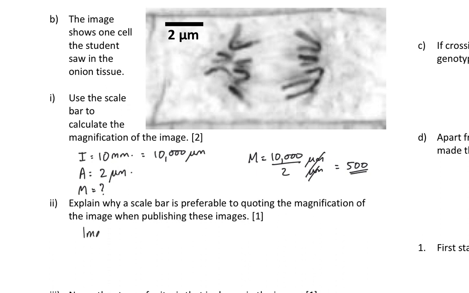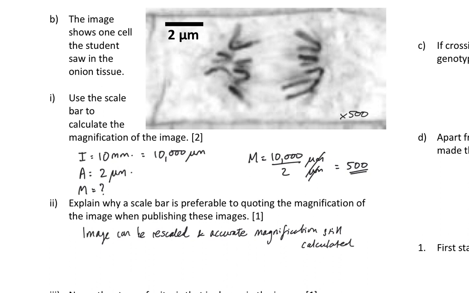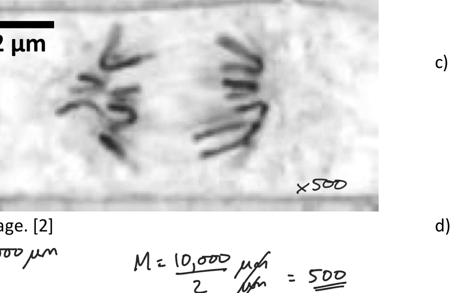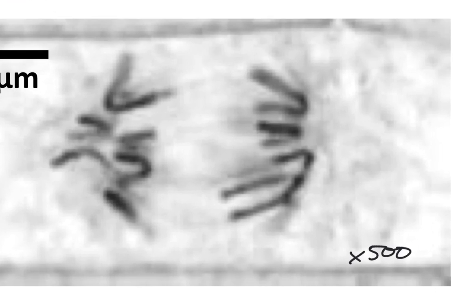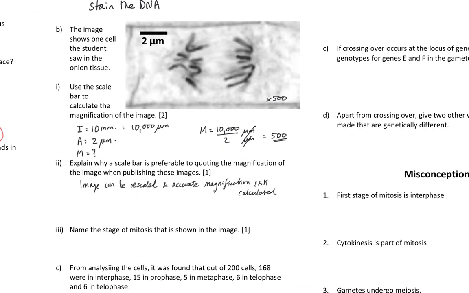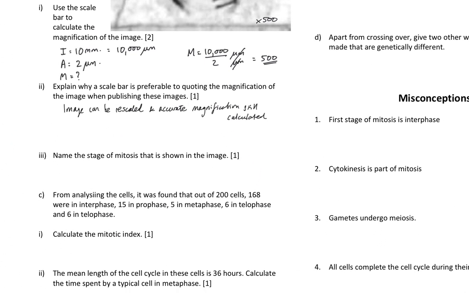So I write something along the lines that the image can be rescaled, and accurate magnification still calculated. The alternative is to just write on here times 500. But if I then zoom in, as I do, now it's obviously not times 500. I've zoomed in and that still says times 500, whereas my scale bar is enlarged with the image. Again, that's how science works, a common sense type thing.